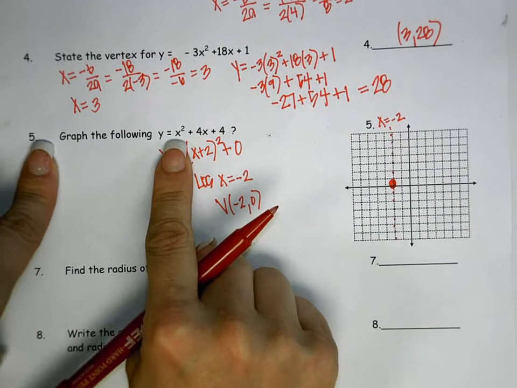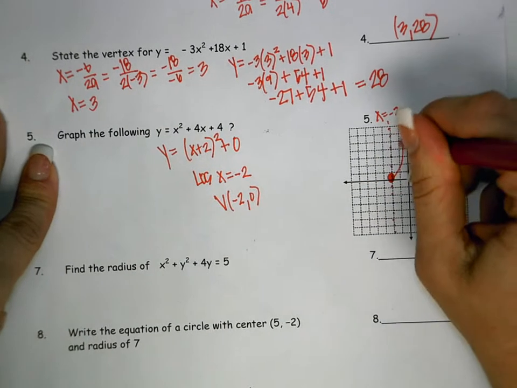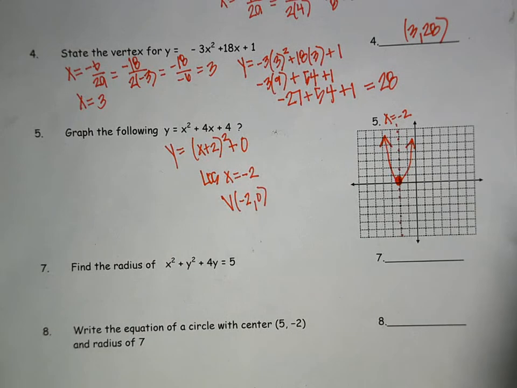Since this is positive in the front, it's going to be facing up. And since there's a 1 in front, it is normal width. So not super wide, not super skinny, just normal width.